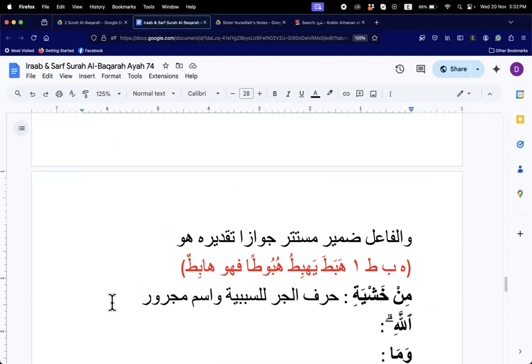And then the ism majrur is, of course, what sign? Bil kasra. Yes, bil kasra. And sarf. Sarf is khashiya, family one? Madi is khashiya. Mudari'? I don't know. Khashiya is samia family. Samia is yaksha.